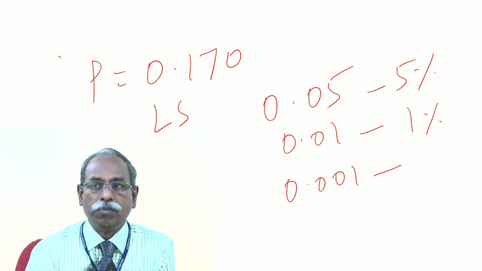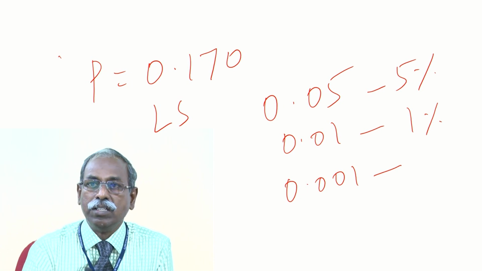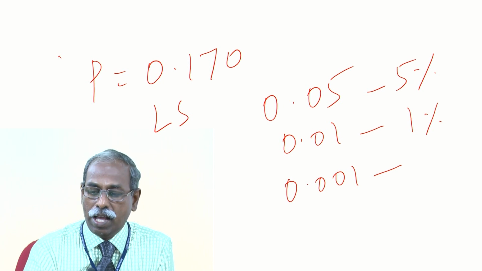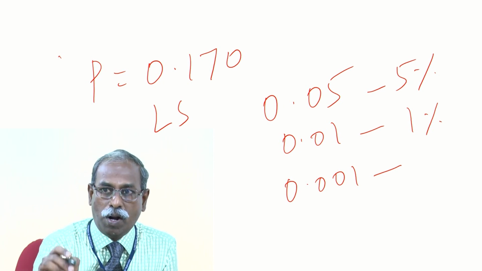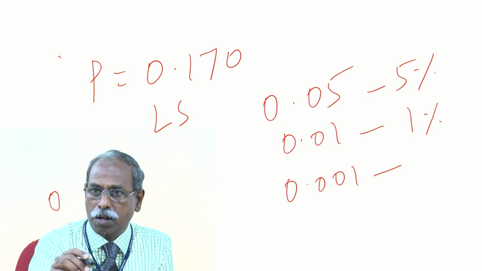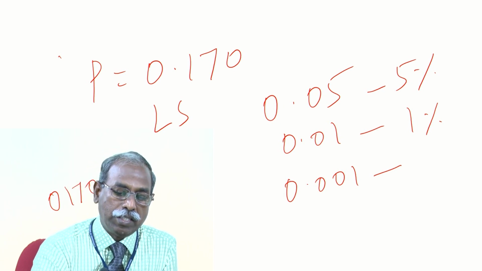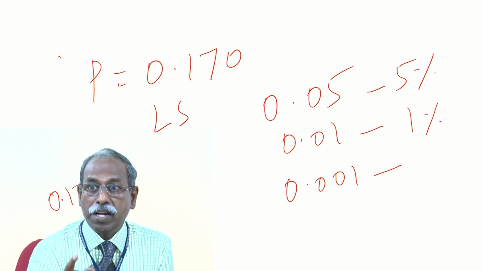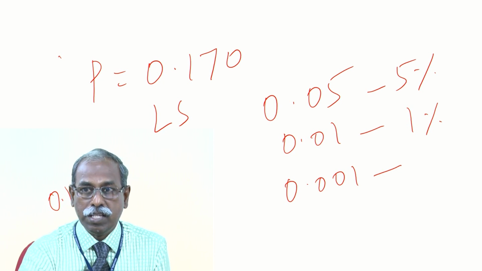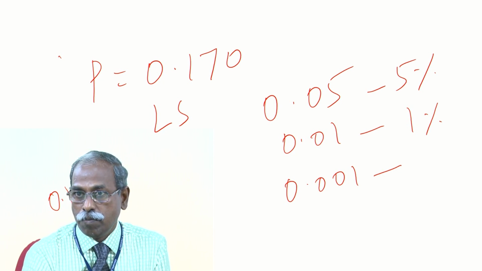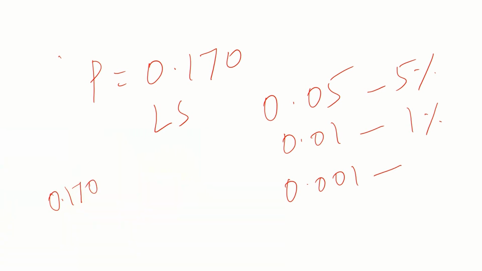Very simple method. First you understand this. This is a standard: three levels of significance you have to test. Here, whatever the calculated value is, it is very simple math that you already studied in school. So here you are getting the result 0.170. Whether it is greater than or less than these values, you should check. Maximum, you have to test at the 5% level first.